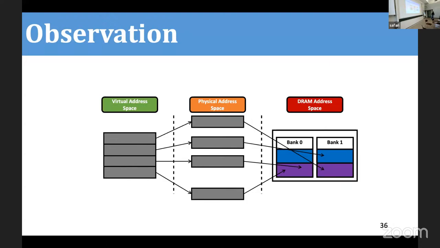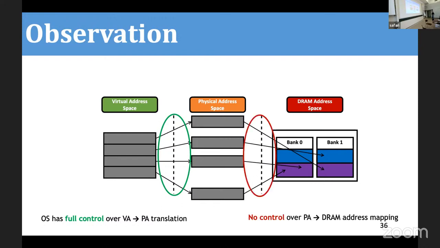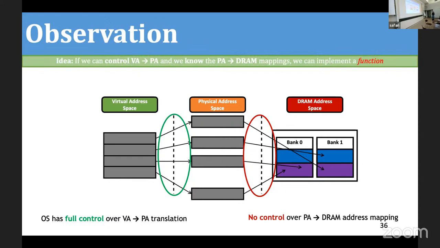So let's do a simple observation. Today's systems usually have two layers of translation. The OS has full control over the virtual address to physical address translation. It doesn't have control over the physical address to DRAM address mapping. So basically, the idea is that if we can control this part and we know these mappings, then we can implement a function.